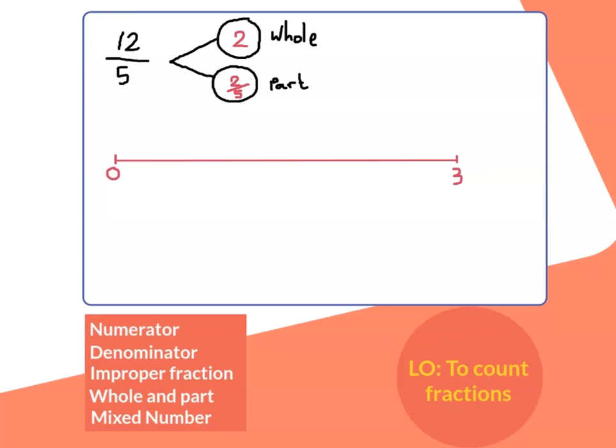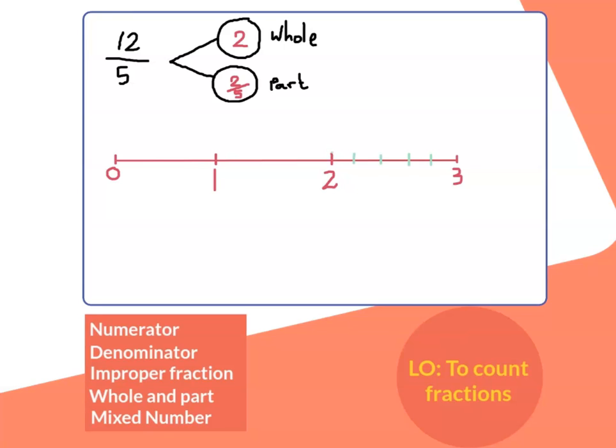This gives us a little bit of an idea of what we've got to do with the number line to begin with. We need to show 0, 1, 2 on the number line. And next, we need to split this section of the number line between 2 and 3 into 5 equal parts. We do this because the denominator is 5.